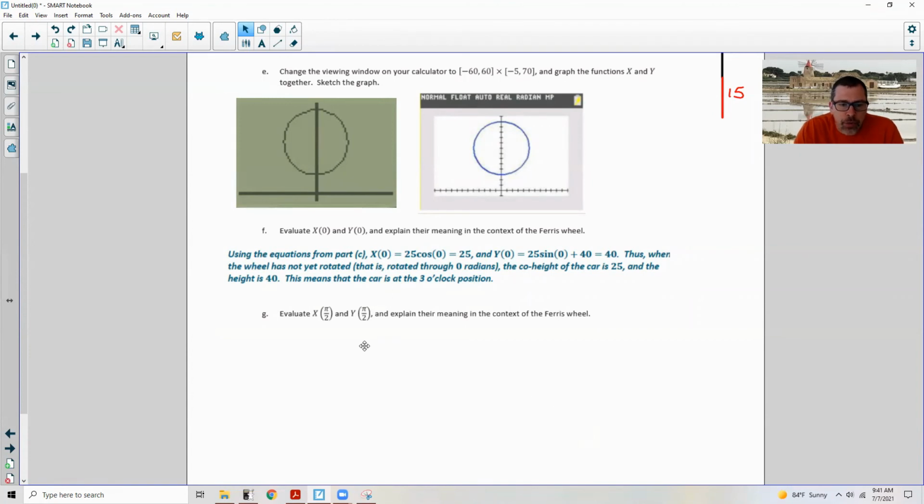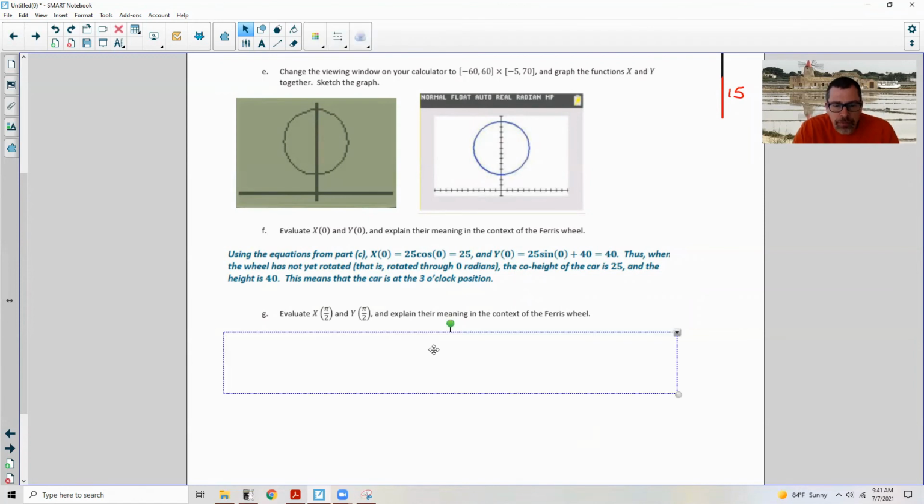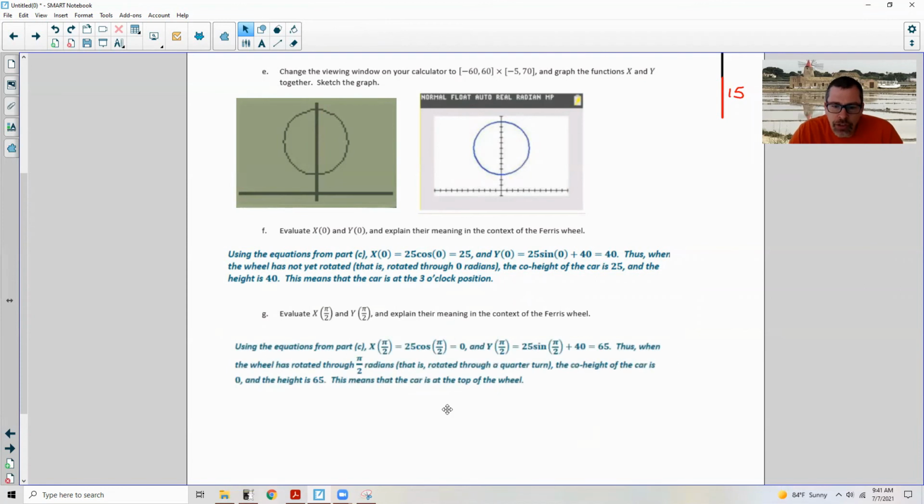All right, so now part G says to evaluate x of pi over 2 and y of pi over 2 and explain their meaning in the context of the Ferris wheel. So again, we plug those values into the functions, and the cosine of pi over 2 is 0, so 25 times 0 is 0. And the sine of pi over 2 is 1, so 25 times 1 is 25, plus 40 is 65. Thus, when the wheel has rotated through pi over 2 radians, that is, rotated through a quarter turn, the co-height of the car is 0 and the height is 65. This means the car is at the top of the wheel, or at 12 o'clock.